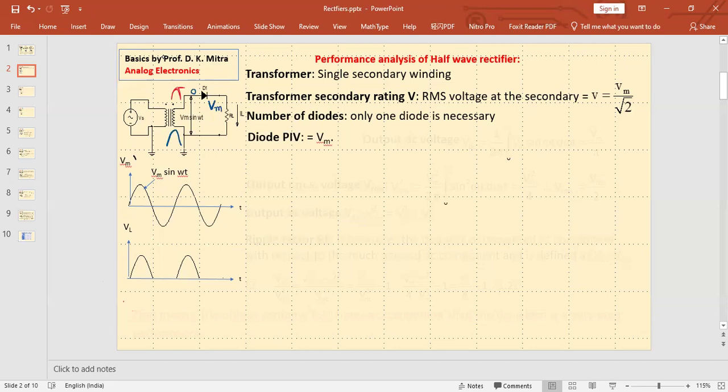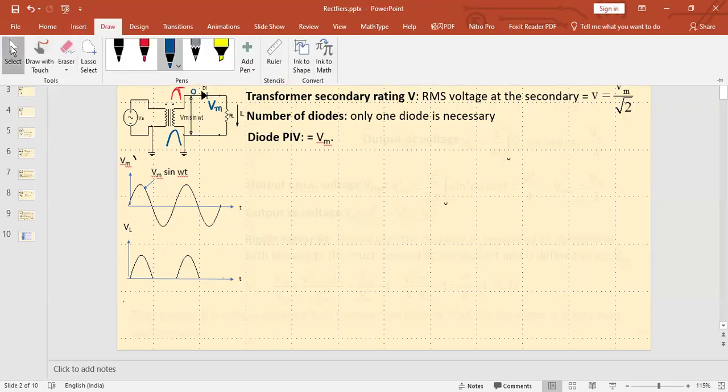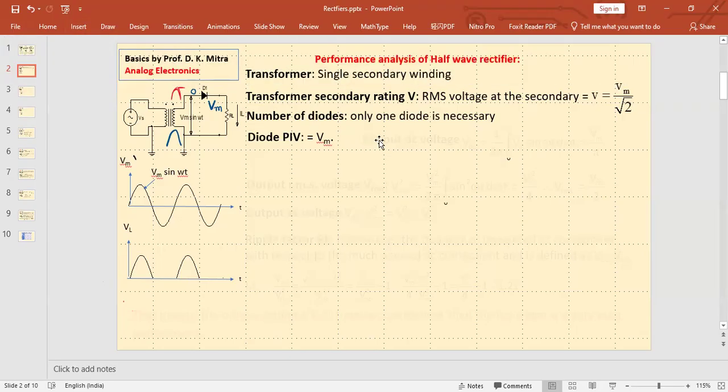This is a diode rating. If you want a diode with a higher PIV, you have to pay more money, right? So peak inverse voltage is always a specification of the diode.